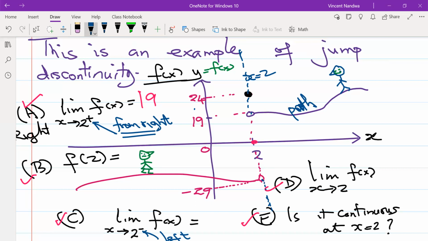So that's where the 19 is coming from. You are moving along this path, and as you get closer and closer to the line x equals 2, the value of the function is really at 19. Remember, this value is not exactly at 19, but it appears to be getting closer to that value 19. Okay?